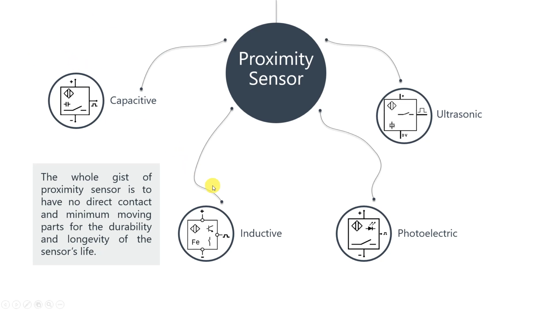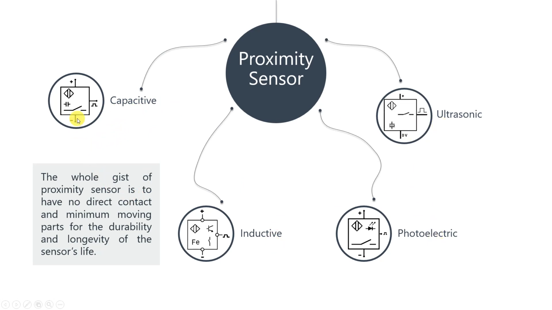Now, in this series, we are going to discuss four technologies primarily. There are other technologies, for example, infrared or reed switches. However, for the sake of simplicity, I have kept it to four. We are going to discuss the reed switch in the pneumatic section of the series. The four technologies that we are going to discuss are capacitive, inductive, photoelectric, and ultrasonic.